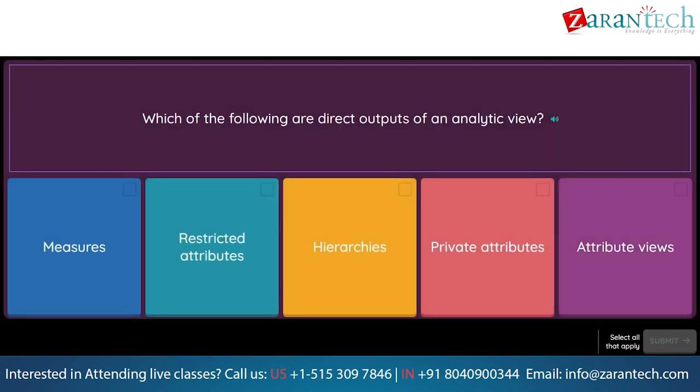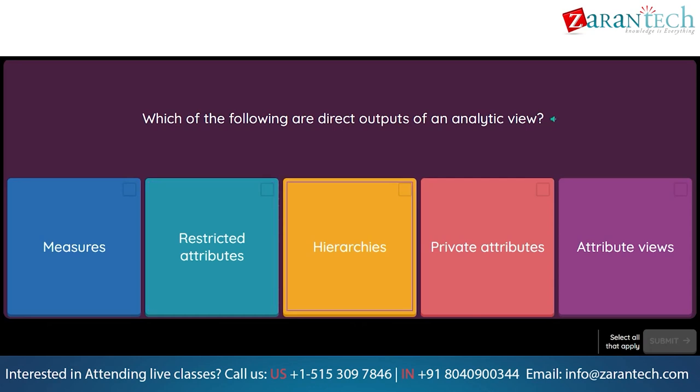Question, which of the following are direct outputs of an analytic view? Option 1, measures. Option 2, restricted attributes. Option 3, hierarchies. Option 4, private attributes. Option 5, attribute views.